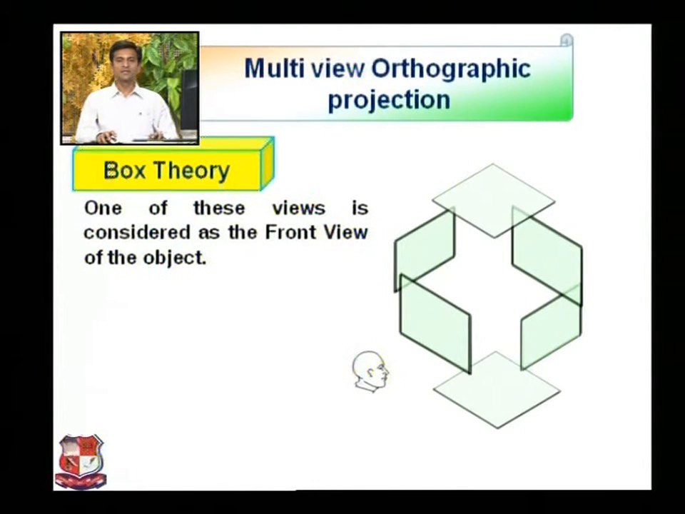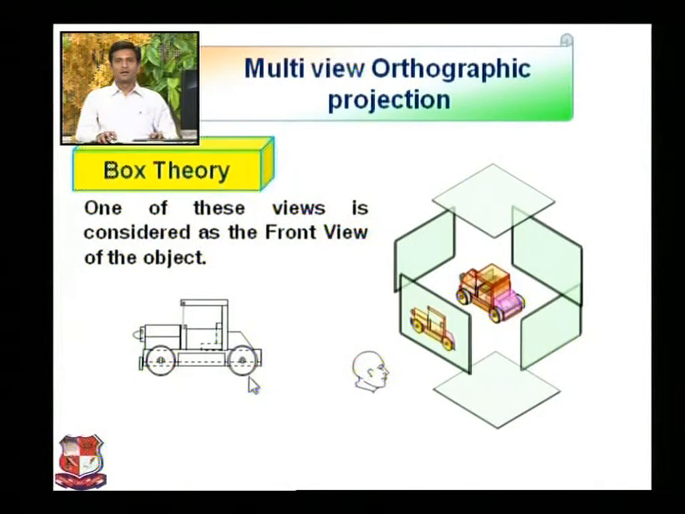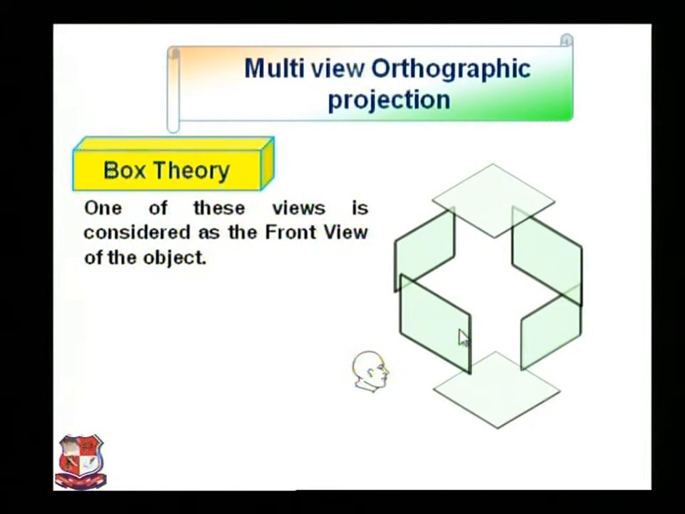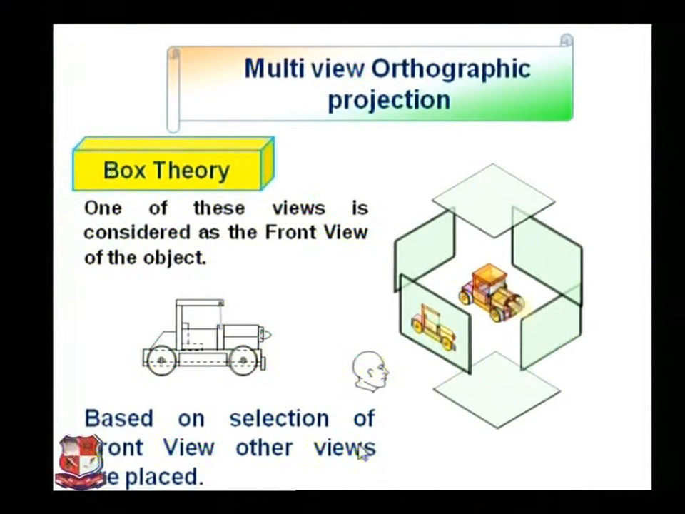One of these views is considered as the front view of the object like this. If you look from here, this is the front view as shown over here. This is front view of this object. Now this is the side view. One of these views, you can select as a front view also. Of course, the front view of a car is this side, but in the drawing of multi-view representation, we can select this view as a front view like this. This may be the front view. Based on selection of front view, other views are placed like this.